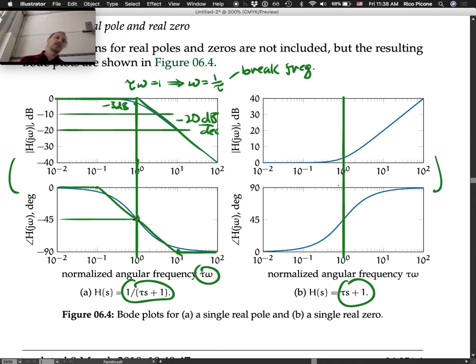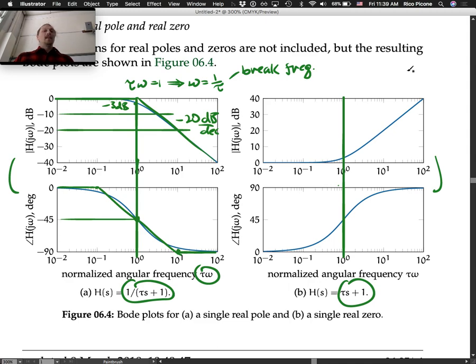So our straight line approximation is 0 until a decade below the break frequency. Then you take a line that intersects negative 45 degrees and goes down to negative 90 at 1 decade above the break frequency, and then it's flat after that at negative 90. Exactly the opposite is true for a 0. So for the pole, just invert that and you get the 0 stuff.